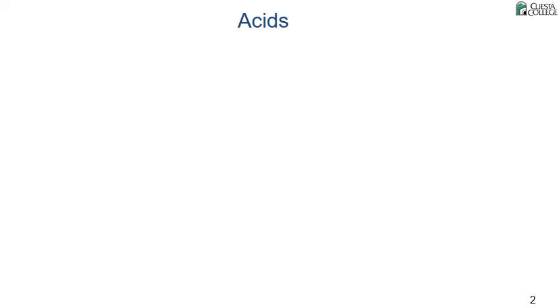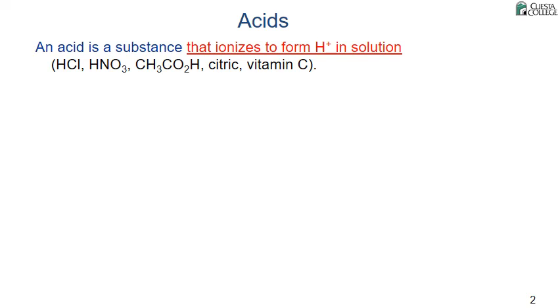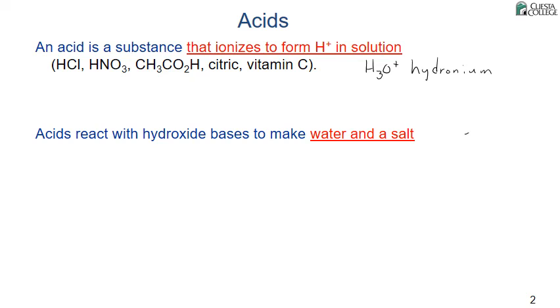First up are acids. Acids are substances that ionize to form H+ in solution. Now the H+ ion is often also written as H3O+, and it's called the hydronium ion. Acids typically react with hydroxide bases to make water and a salt.